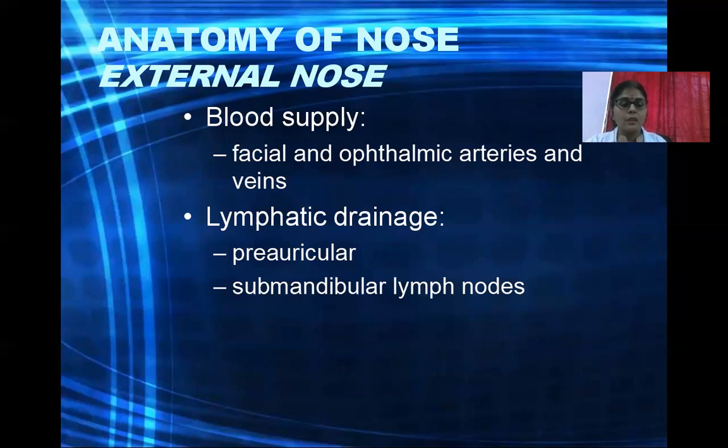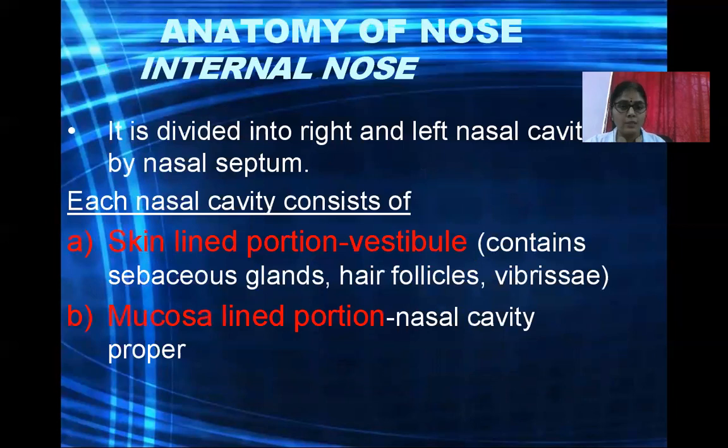Coming to the nasal cavity, or the internal nose, it's divided into right and left nasal cavities by the nasal septum. Each nasal cavity consists of a skin-lined portion called the vestibule, which contains sebaceous glands and hair follicles called vibrissae, and then a mucosa-lined portion, which is the nasal cavity proper.